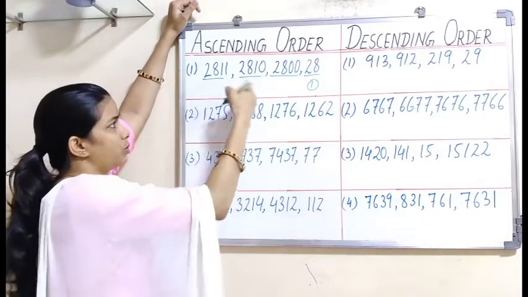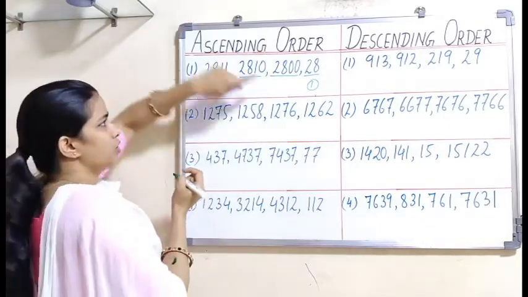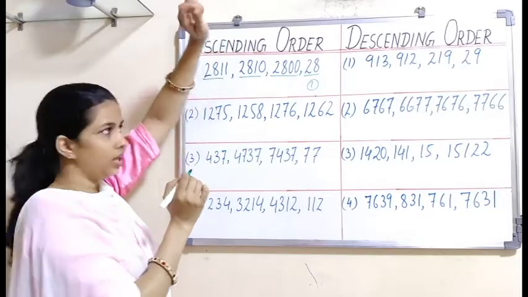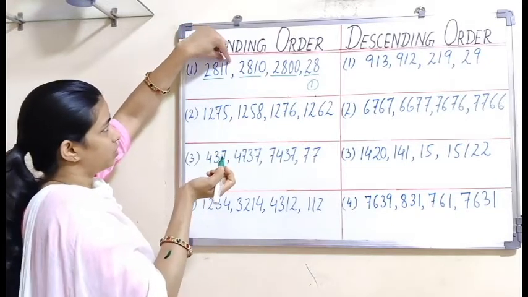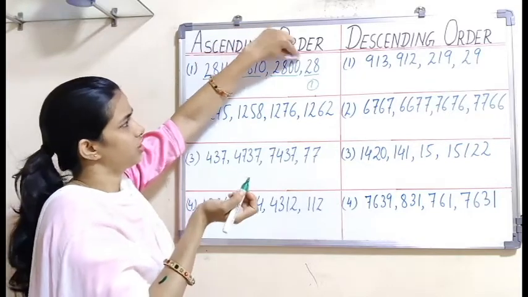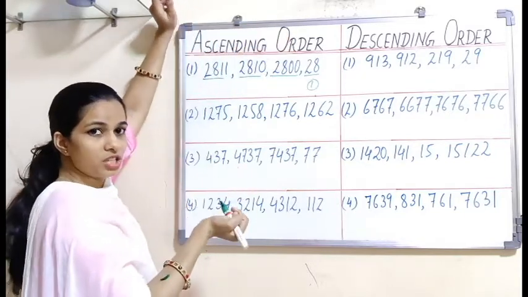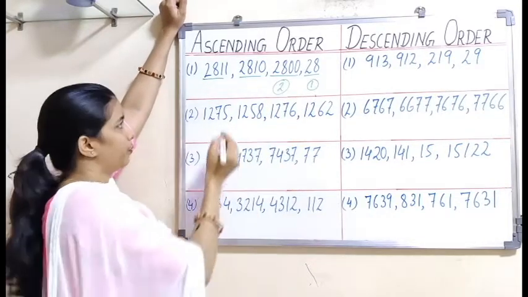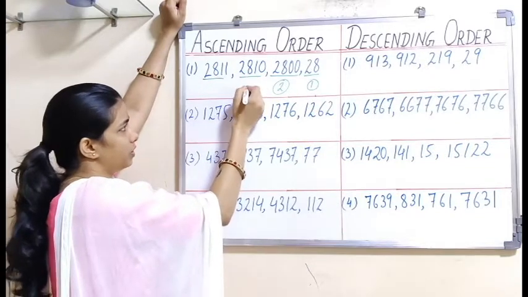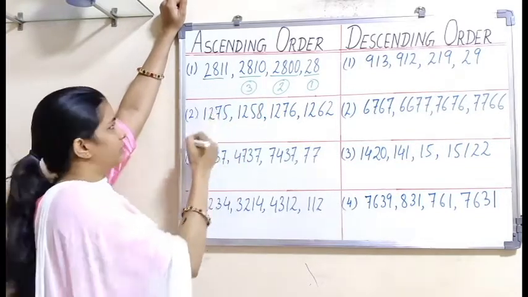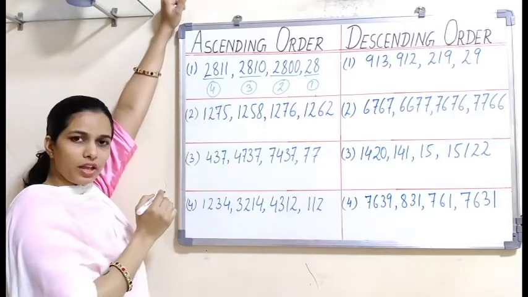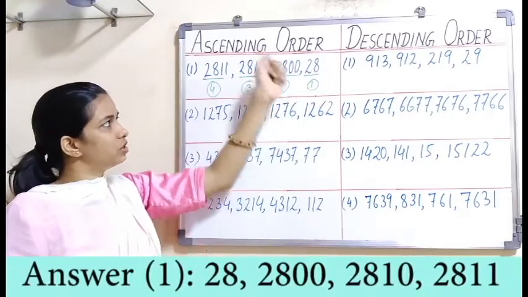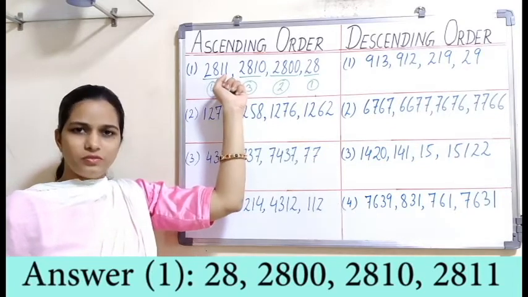Now when we talk about these three, we find that the first two digits, 28, are the same in all three. Now we need to compare the next ones, that is 11, 10 and 0. Out of these three, which one is the smallest? That is 0. So we number this as second. The next one is 10, so we number this as third. And the next one is 11, so we number this as fourth. So the order of arranging the numbers is first 28, then 2800, then 2810, then 2811.